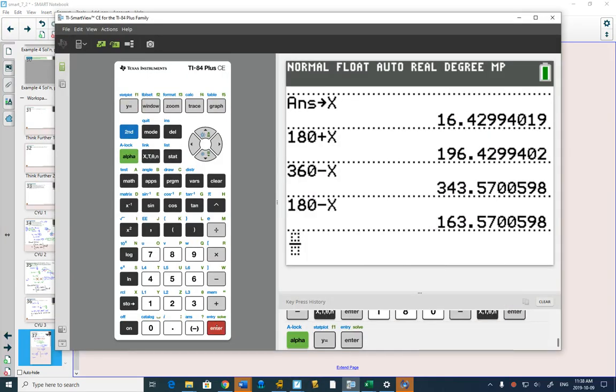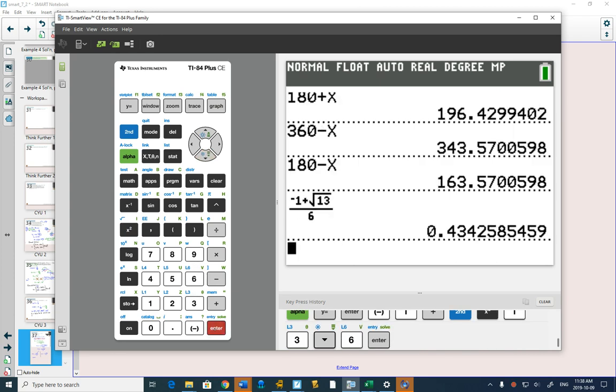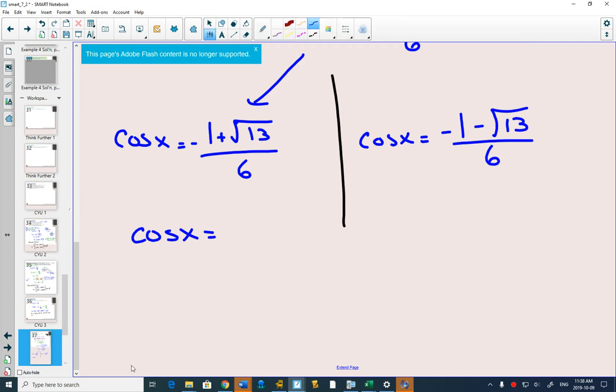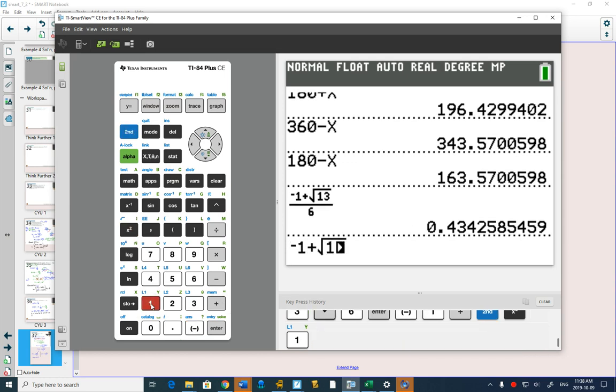If you have the fraction button on your calculator, very nice. Negative 1 plus the square root of 13 divided by 6 gives me 0.434. So I'm going to write that down. And if you have a calculator that doesn't have the fraction button, type that in to make sure you get 0.434. I'll show you the most common calculator error that people make. Can you see yourself doing this? Negative 1 plus 13 divided by 6.